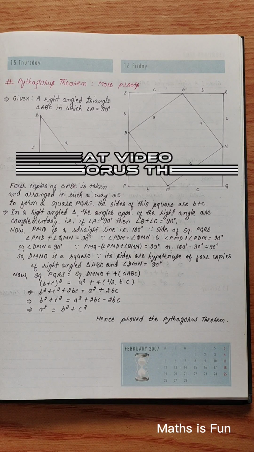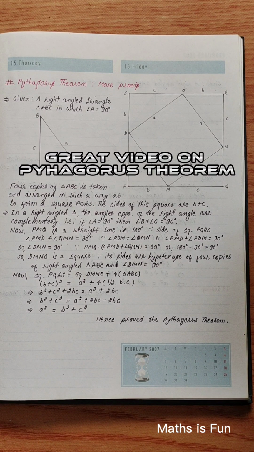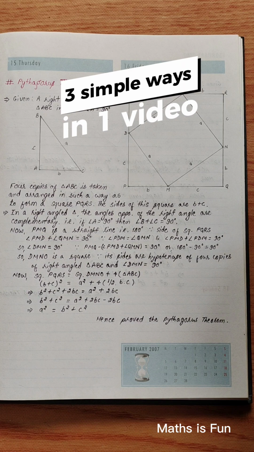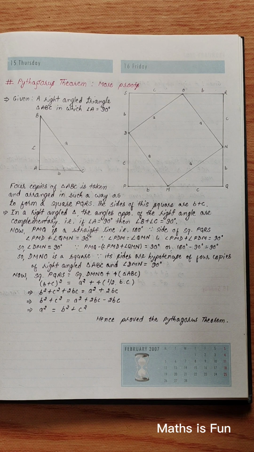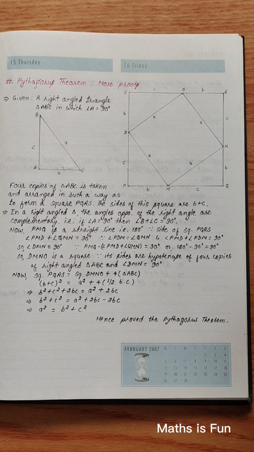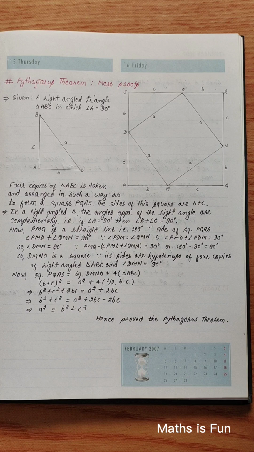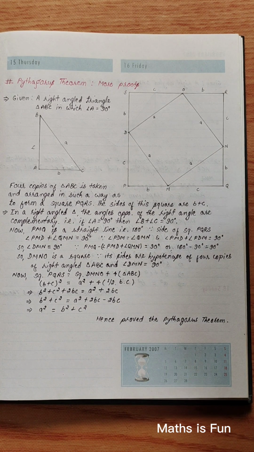Hello math lovers. In my previous video I proved the Pythagoras theorem using 14 points. That was a bit lengthy, but today I am bringing some more proofs to prove the Pythagoras theorem. There are several ways to prove it, but today I will present three great and simple ways. So let's move to the first way.